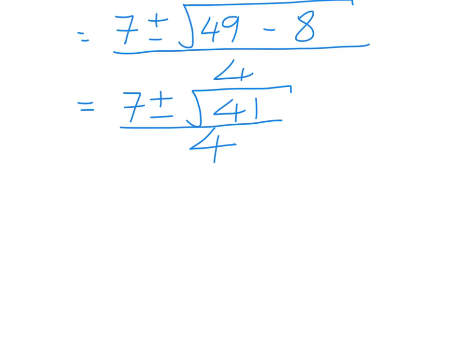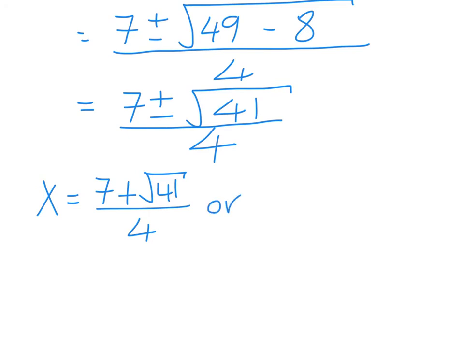Now, quadratic equations in general produce 2 solutions. So that's where the plus and the minus sign comes in. That allows our formula to split into 2 separate branches. So we have our x equals 7 plus the square root of 41 over 4, or, and our second solution, x equals 7 take away the square root of 41 over 4.